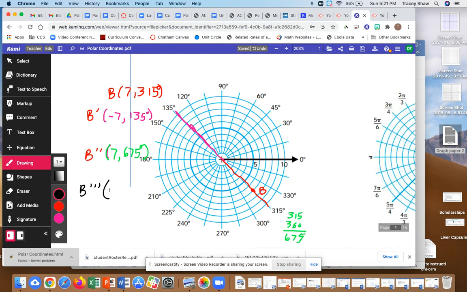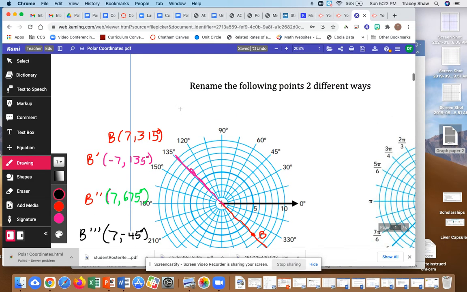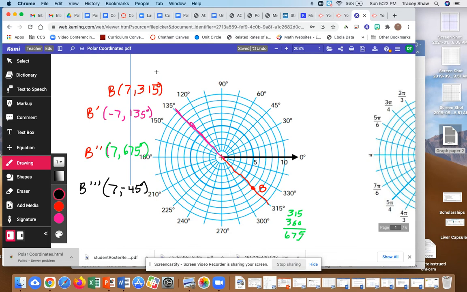Let's say that I wanted to go with a negative angle. So if my radius is 7, I know that 315 is 45 degrees away from the x-axis, so I could actually say -45. So -45 would put me in the same place as 315, and then the 7 would land on the 7th circle. So all of those points are in the same exact location.